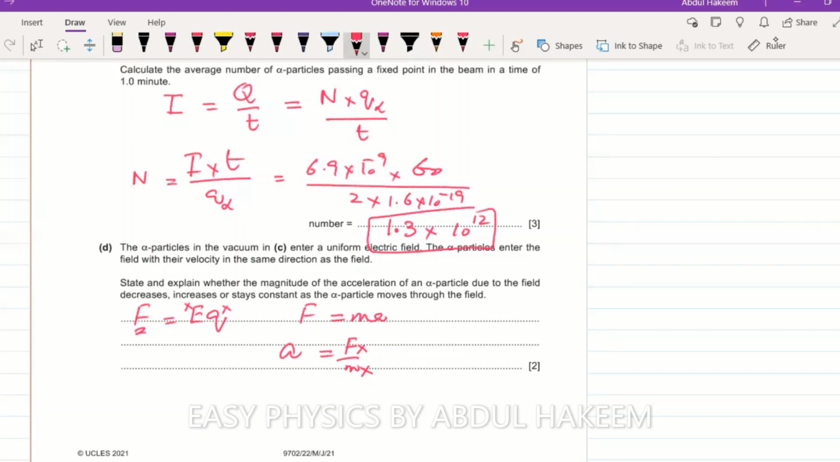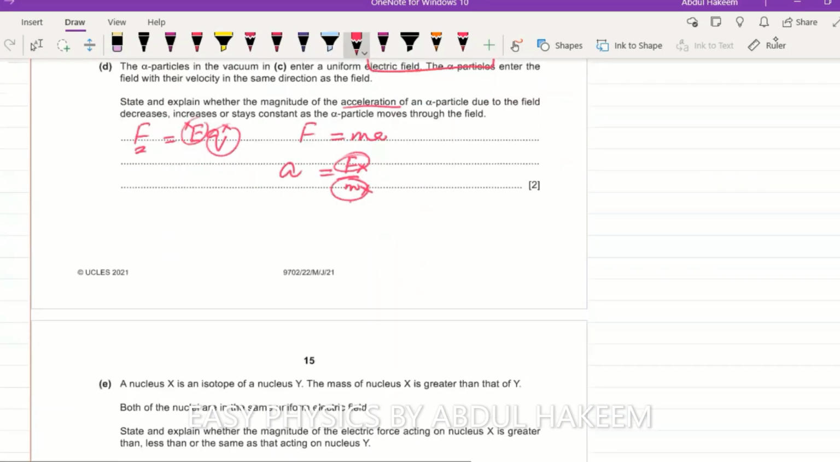So we have to write here, alpha particle acceleration is constant because the force and mass are constant. Why is force constant? Because the same charge is traveling in the same electric field. So the magnitude of the electric force is constant. So the magnitude of the acceleration will be constant because the same number of charged particles is carried by the alpha, means 2 protons. So when charge same, electric field same, acceleration same.